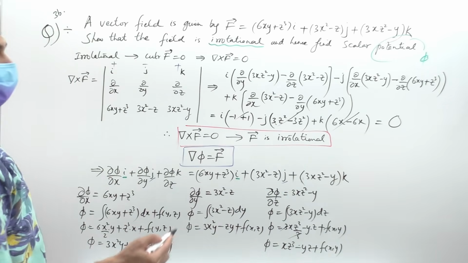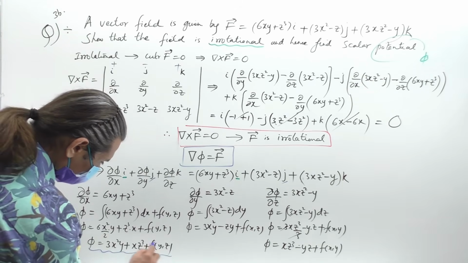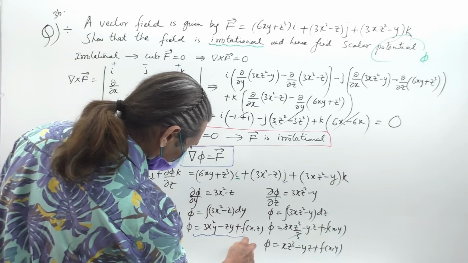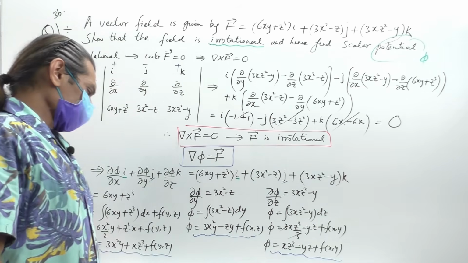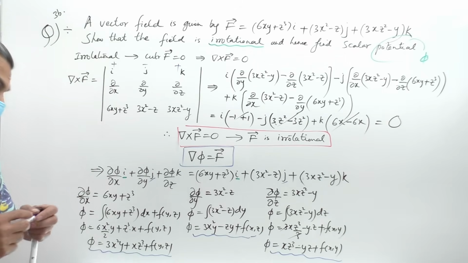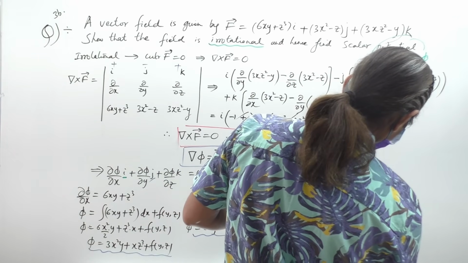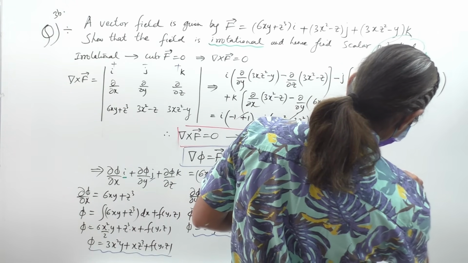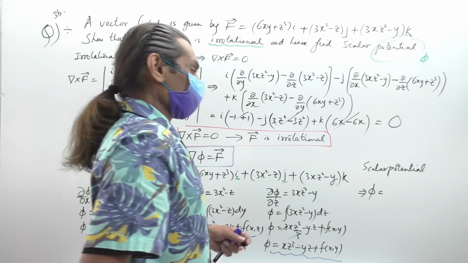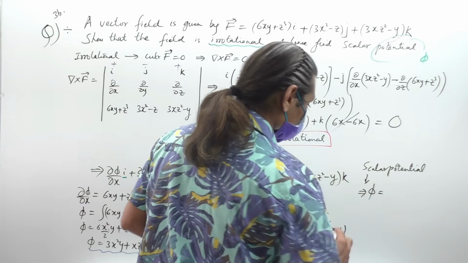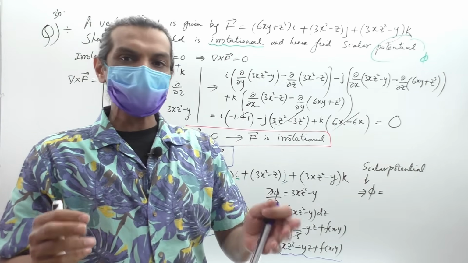Therefore, for the scalar potential, I have all these values here. φ equals 3x²y plus xz³ plus f(x, y). φ is equal to 3x²y − zy plus f(x, z). And lastly, φ is equal to xz³ − yz plus f(x, y). So what we do to find the scalar potential φ is we add all the terms. While adding, when a term is repeating more than once, take it only once.